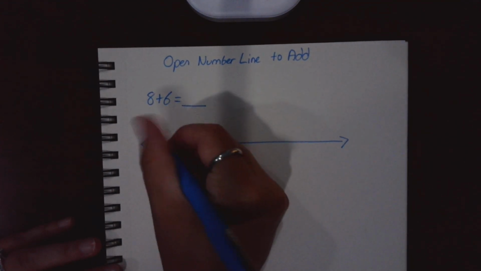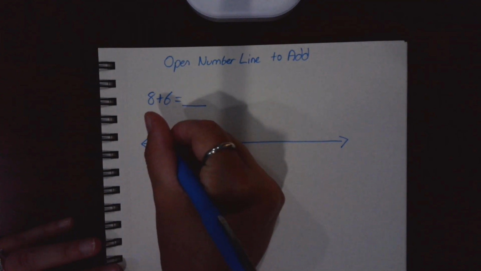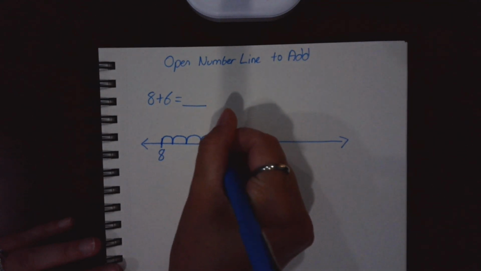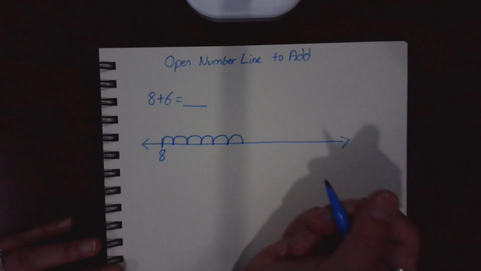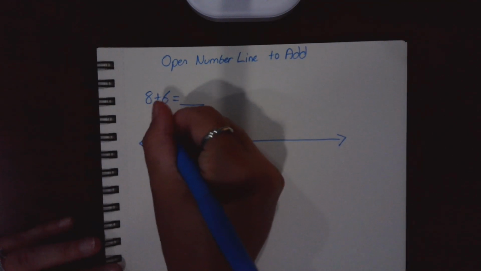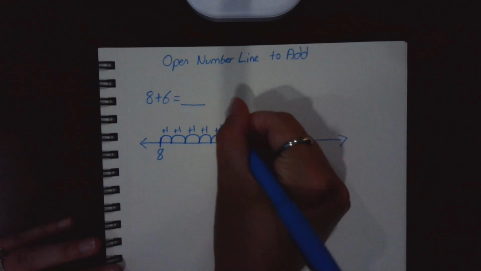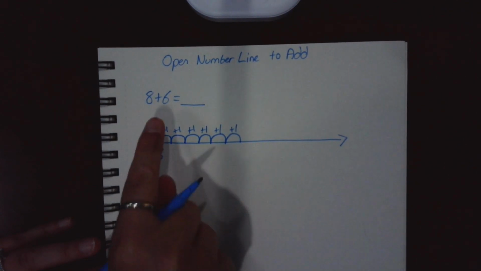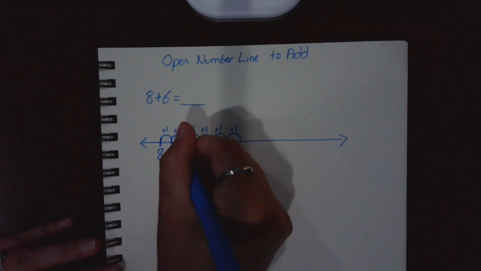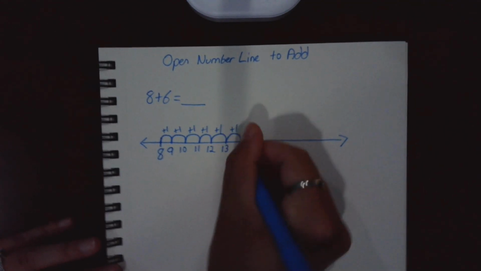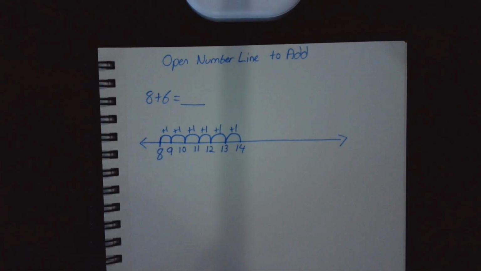So if I'm going to do 8 plus 6, I'm going to go 8, 1, 2, 3, 4, 5, 6. Now I did 6 hops. Now I need to tell what the top of each hop is. I have plus 1 on each of those. That means each hop is only worth 1. So I have 8 plus 1, which is 9, then 10, 11, 12, 13, 14. Okay, so that is doing single hops on the number line.